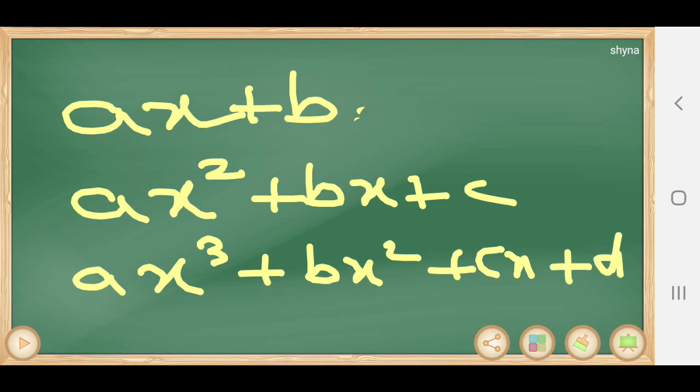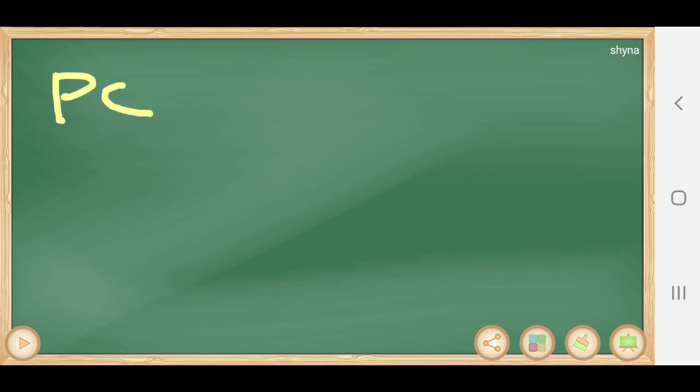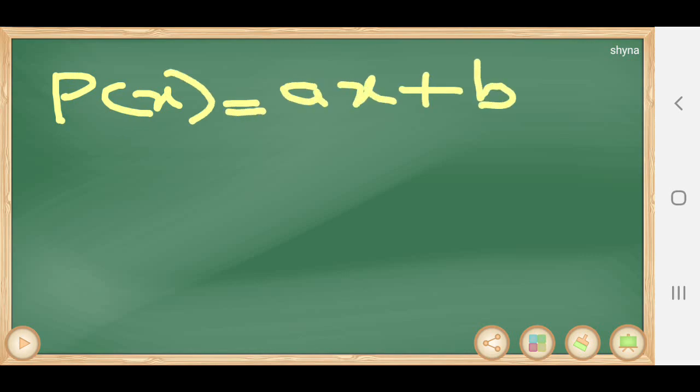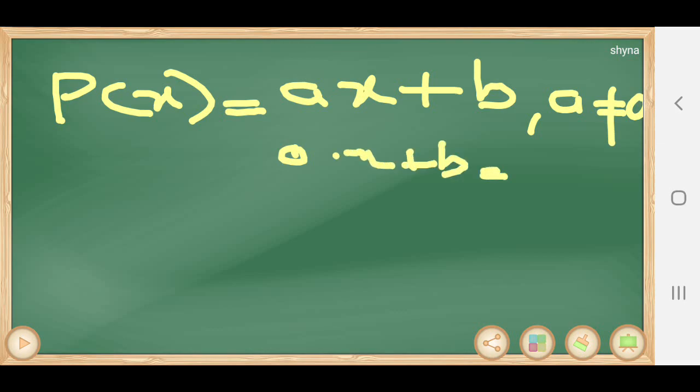One more time. If p of x is a linear polynomial, we can write it in the form of ax plus b, where a not equal to 0. If a equal to 0, what will happen? This all you will study in another chapter. If a equal to 0, that is 0 into x plus b, 0 into x equal to 0, plus b equal to b. It will become a constant polynomial. That is, its degree will not be 1. So, a not equal to 0.